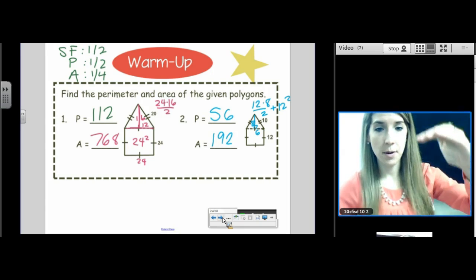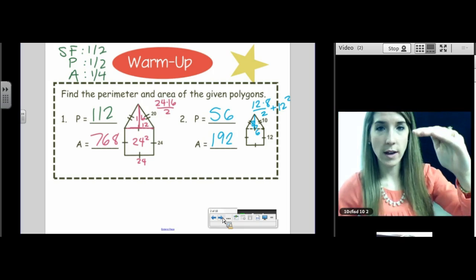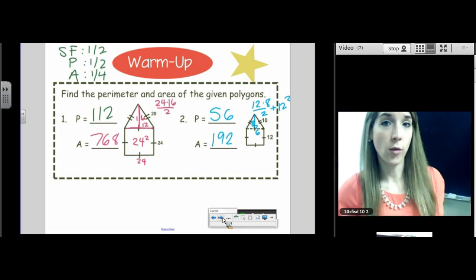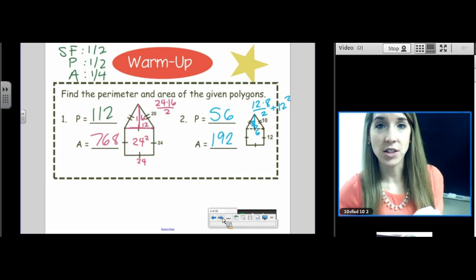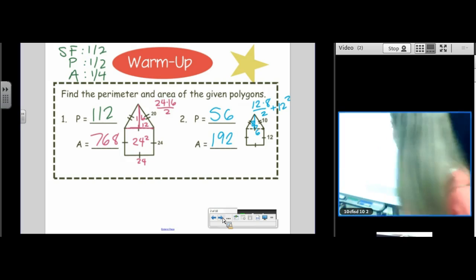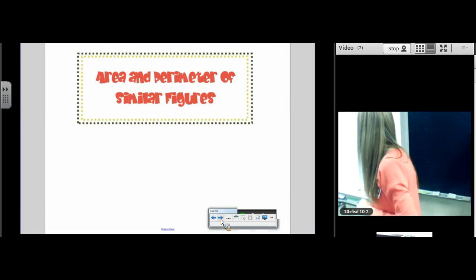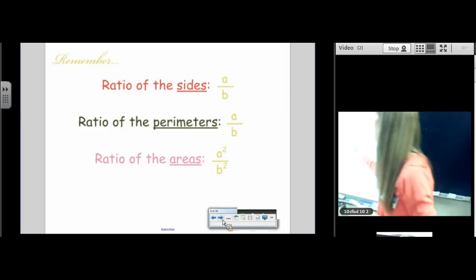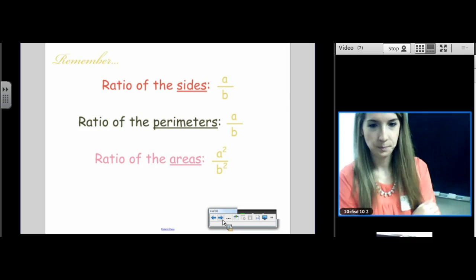So in that list that I put at the top, it's 1D, 1D, 2D. Where did the 4 come from? You take the scale factor, 1/2, and you square it. You get 1/4. Okay? So that's the lesson for today. I'll let you write it down. That's literally what we just did in the warm-up.